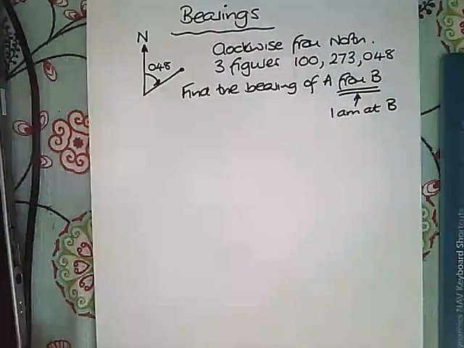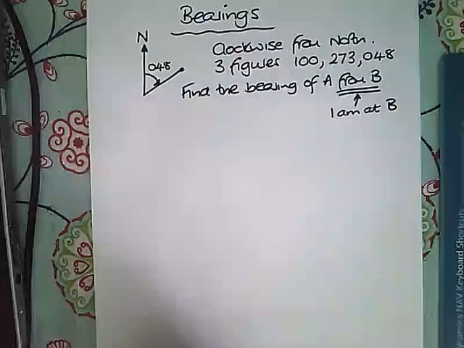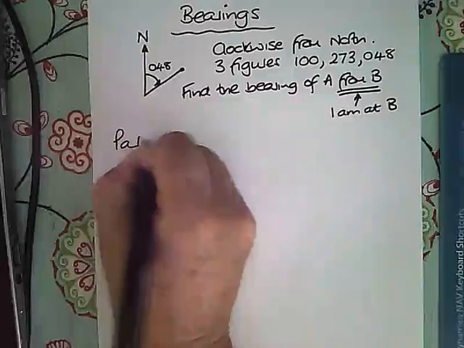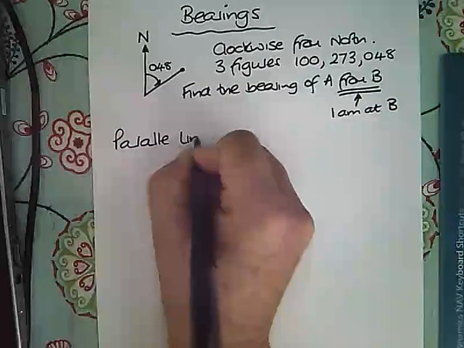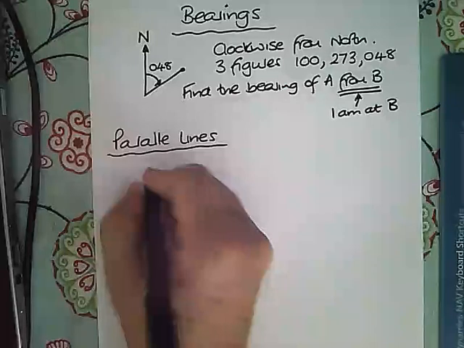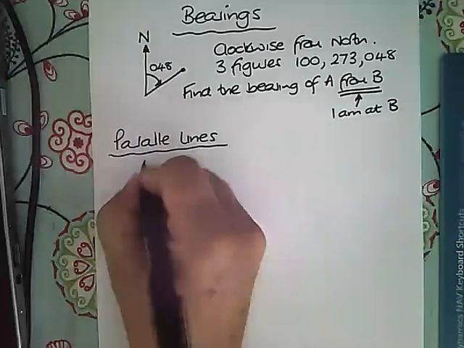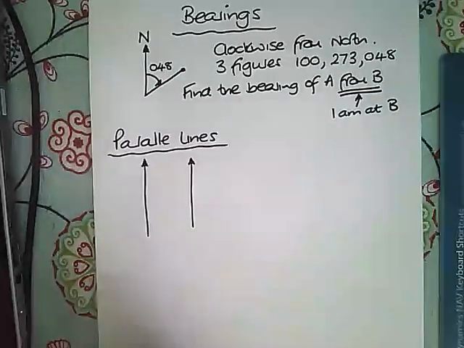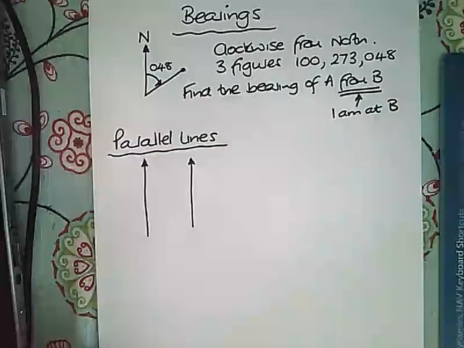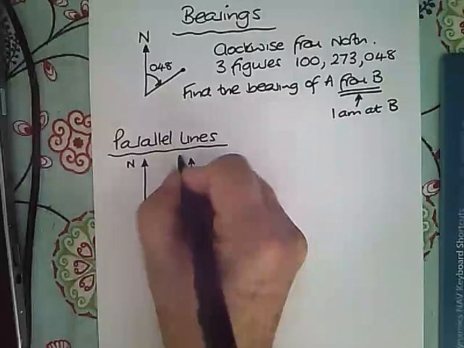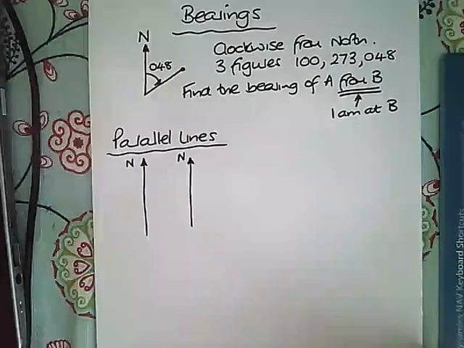Now, before we go into some bearings examples, we need to recap the properties of parallel lines that we're going to use to help us to work out bearings if we are given different angles. And the reason we can use the properties of parallel lines is because we always take the bearing clockwise from north, and the north lines are parallel to each other. So if you have two north lines, then they are always parallel to one another.